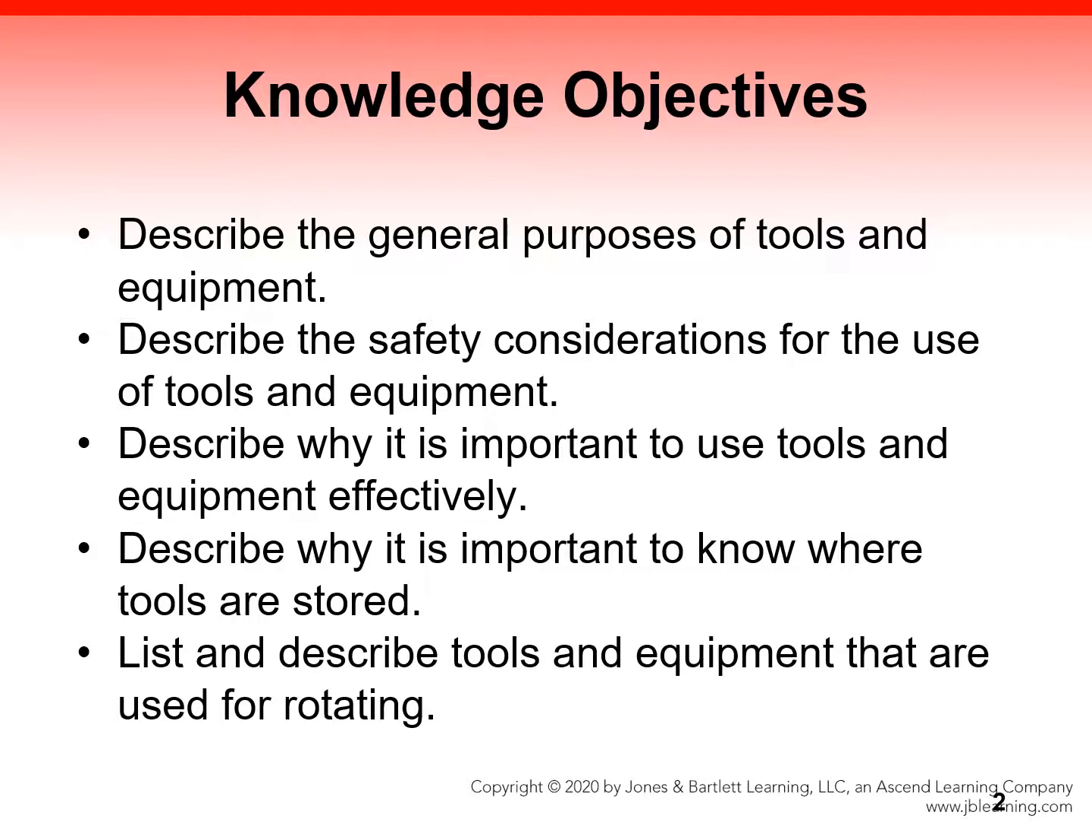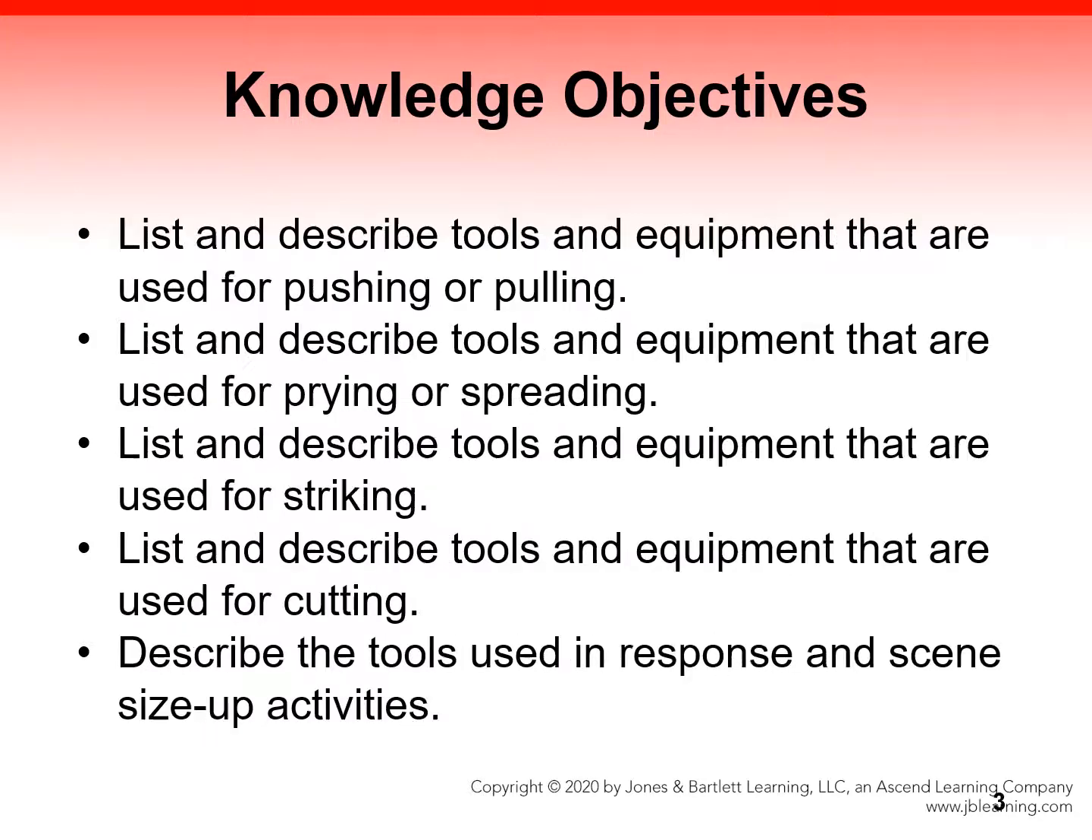After studying this chapter, you should be able to describe the general purposes of tools and equipment, describe the safety considerations for the use of tools and equipment, describe why it is important to use tools and equipment effectively, describe why it is important to know where tools are stored, list and describe tools and equipment that are used for rotating, list and describe tools and equipment that are used for pushing or pulling, list and describe tools and equipment that are used for prying and spreading, list and describe tools and equipment that are used for striking, list and describe tools and equipment that are used for cutting.